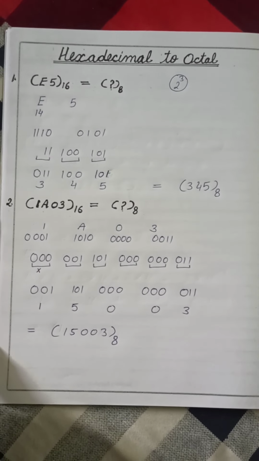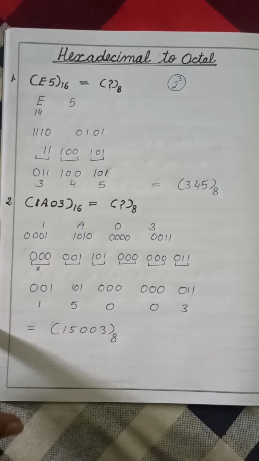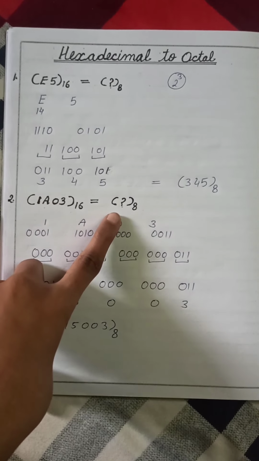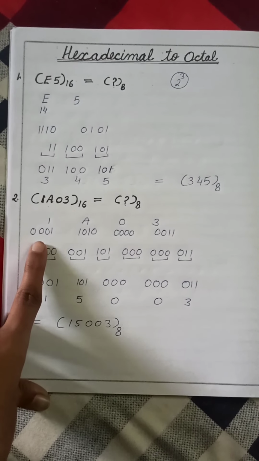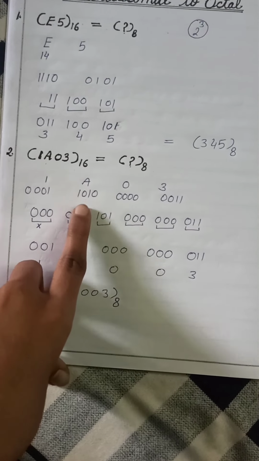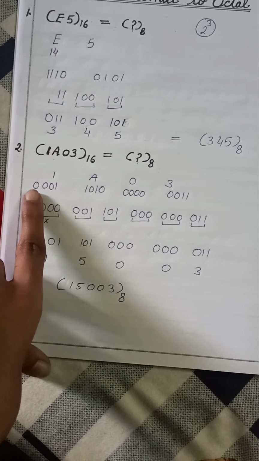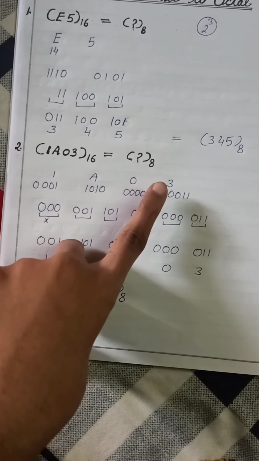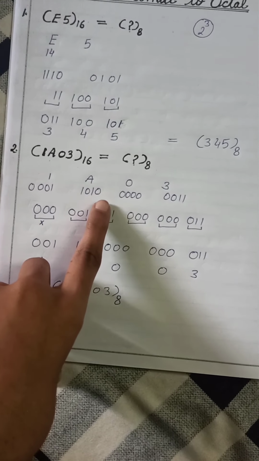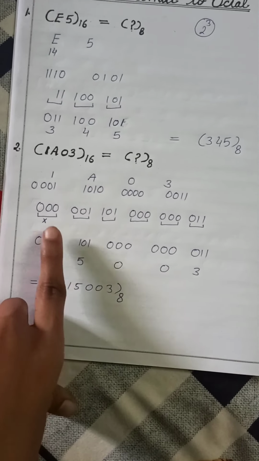Let us consider another example. Suppose we have to convert this hexadecimal number into octal. So for this, first of all convert this A into decimal. Now convert these decimal numbers into binary numbers according to 8421.